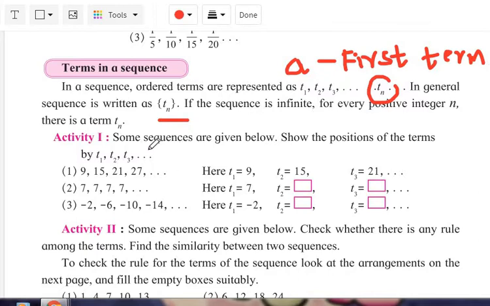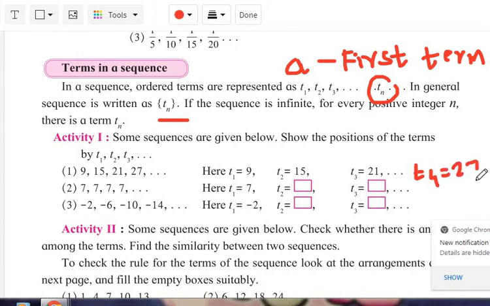Okay. Now see, some sequences are given below. Show the position of the terms by T1, T2, T3. Now see here, 9 is T1. 15 is T2. 21 is T3. 27 is, I write here, T4. T4 is equal to 27 and so on.